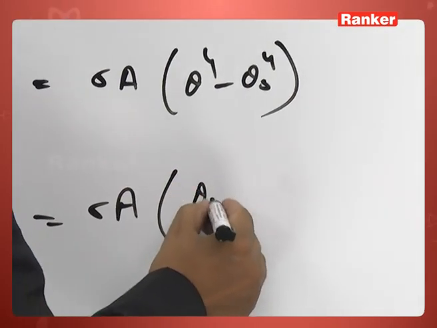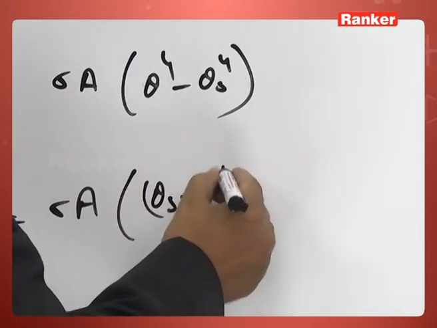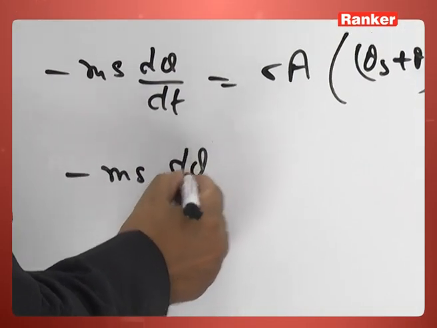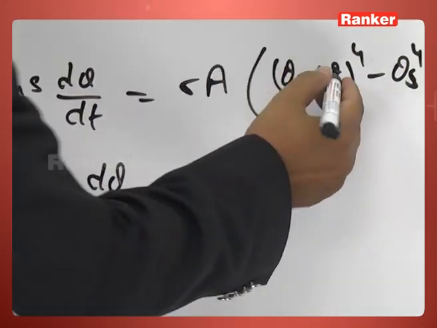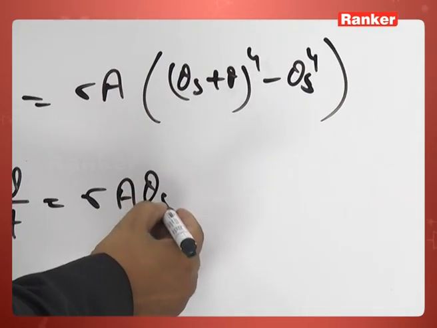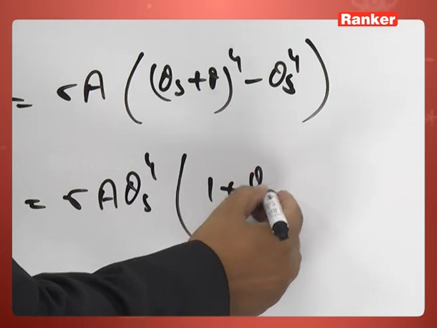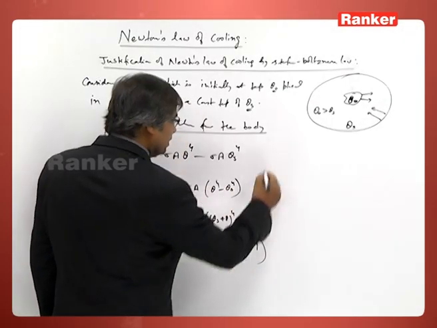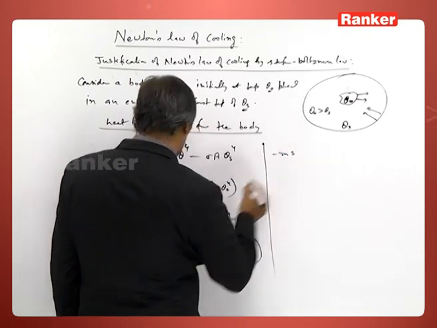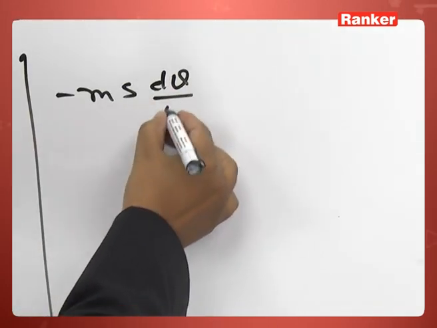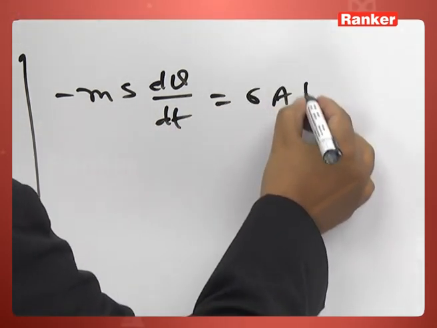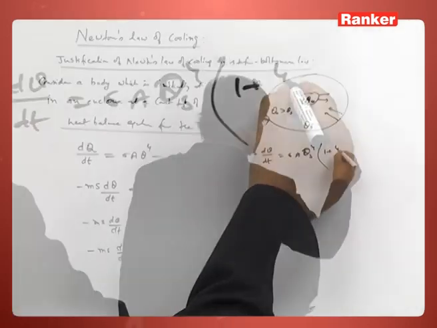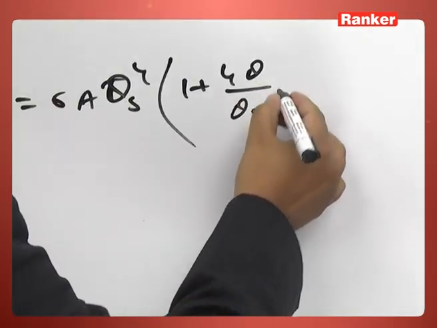Theta means theta s plus theta, to the power 4. So, I have minus ms d theta by dt is equal to sigma A. Now, you can take this theta s common. So, we have theta s to the power 4 times 1 plus theta by theta s to the power 4 minus 1. Next, you see this is minus m into specific heat into d theta by dt is equal to sigma A theta s to the power 4. Take the binomial approximation, 1 plus 4 theta by theta s minus 1.